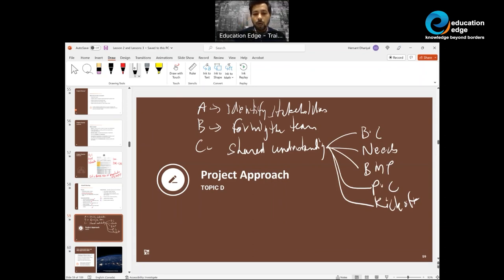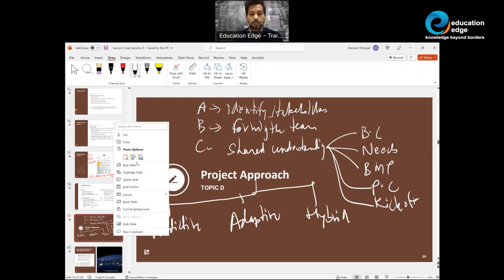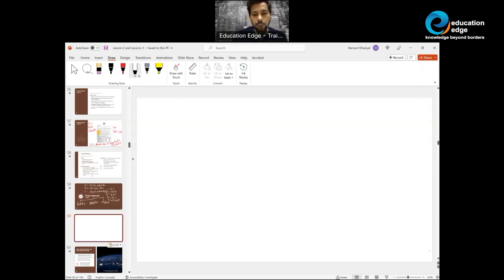And the last topic is product approach. Product approach, methodology, various approaches: predictive, adaptive, and hybrid. Let's talk about these approaches a little bit. So right here, let's open a new slide. Approaches, product approaches.